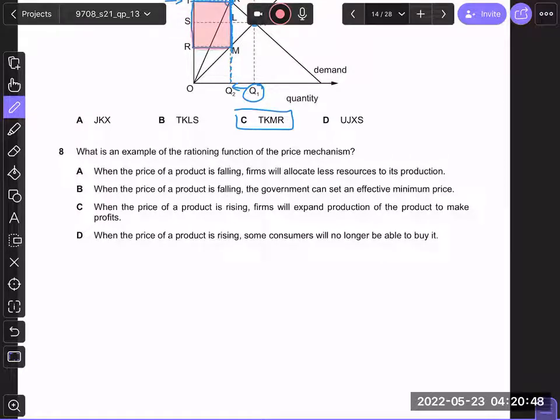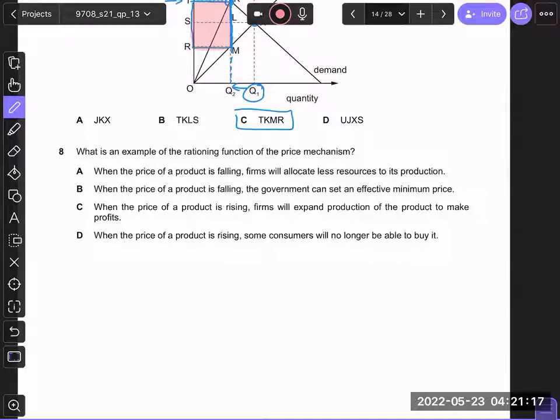When the price of a product is falling, firms will allocate less resources to its production. When the price of a product is falling, the government can set an effective minimum price. When the price of a product is rising, firms will expand production of the product to make profits. When the price of a product is rising, some consumers will no longer be able to buy it.